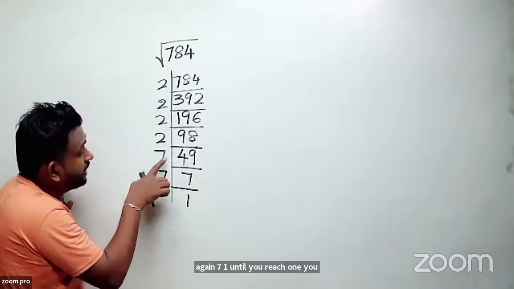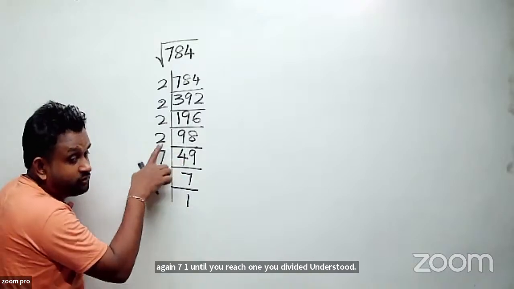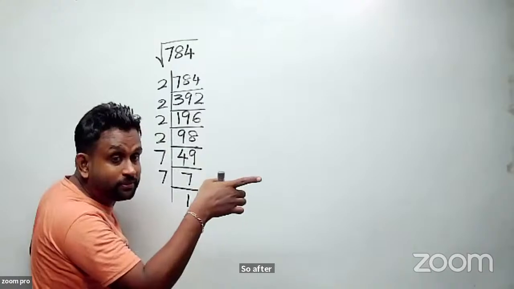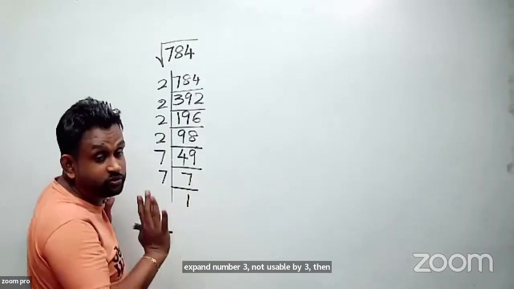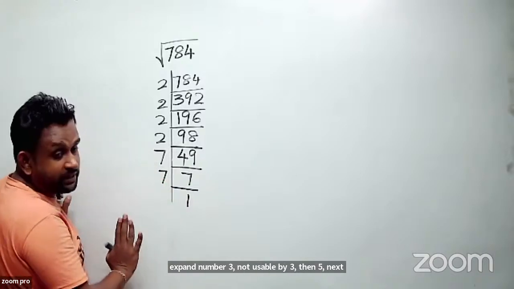Understood? So after that, see there, 49 is not divisible by 2. Then the next prime number 3, not divisible by 3. Then 5, the next prime number, no. Then 7 is possible. Right. So that's what we did.